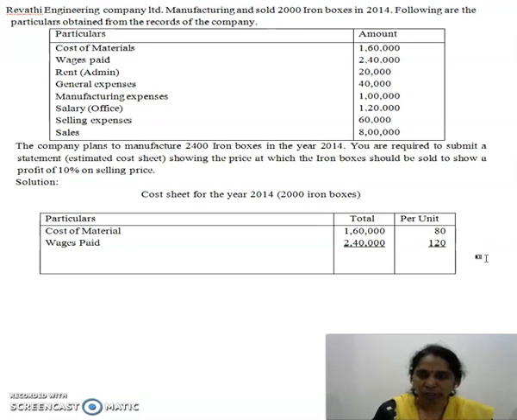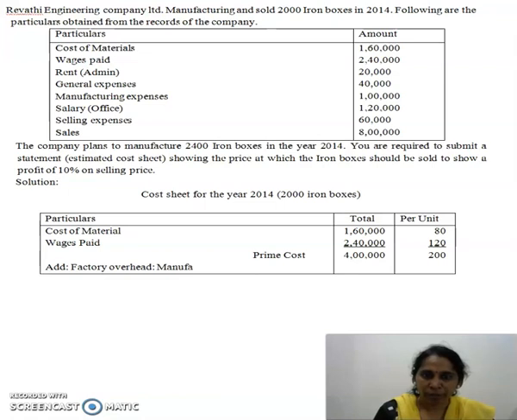So total 1,60,000 plus 2,40,000. Total is 4 lakhs. And here also 120 plus 80, 200. Okay, give the name for this: prime cost. After this, you're going to add the factory overhead. Here rent is admin, they have given, so you are not going to take it under the factory overhead.